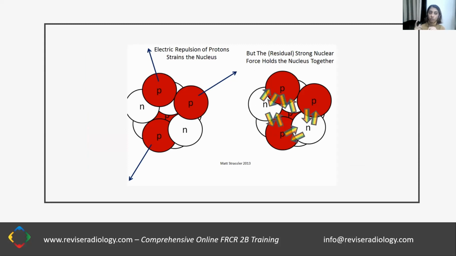This is important when we're discussing binding energy later. So I'll just repeat that again. Electrons are held in place by their electrostatic attraction to the protons in the nucleus. Electrostatic attraction is based on charge.